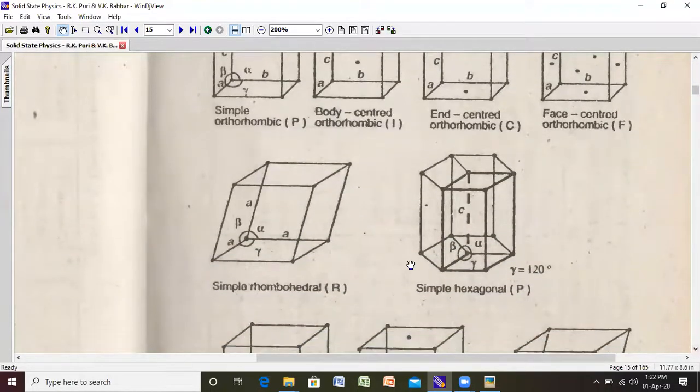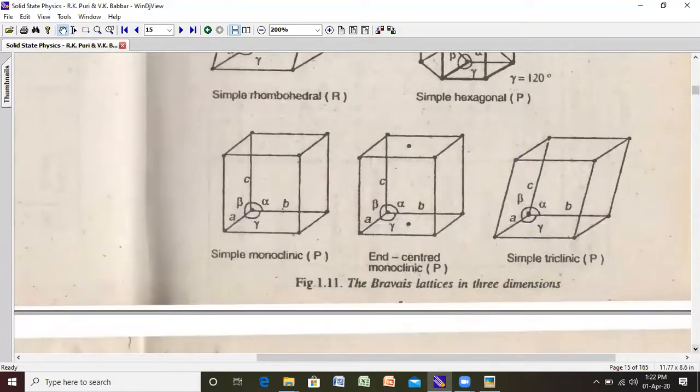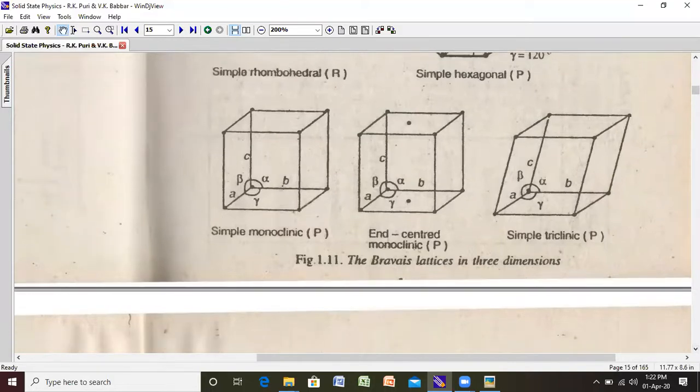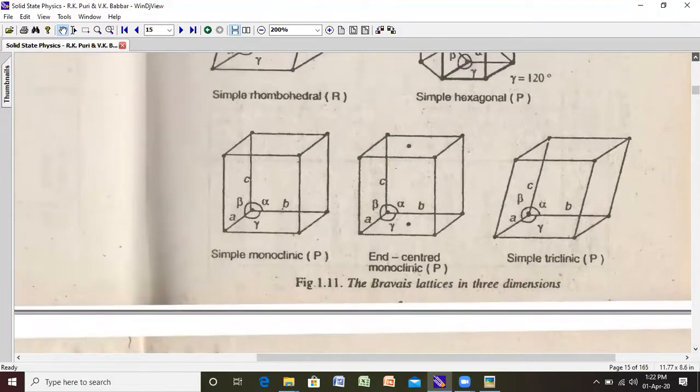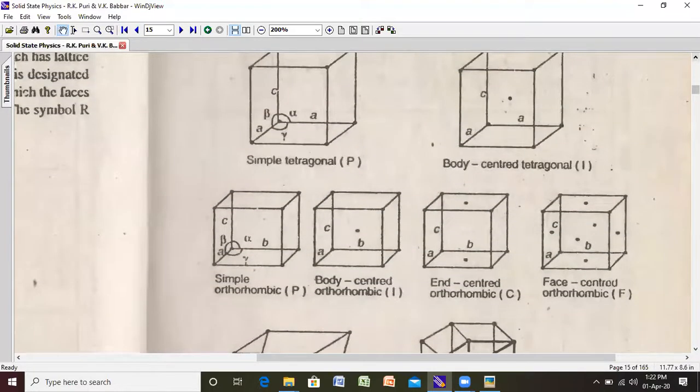And similarly, rhombohedral has further two, simple and simple hexagonal. Simple hexagonal has angle gamma equal to 120 degrees in particular. And then we have a monoclinic system, simple and end-centered, and triclinic at the end. So you can count these are the 14 types of Bravais lattices in 3 dimensions.